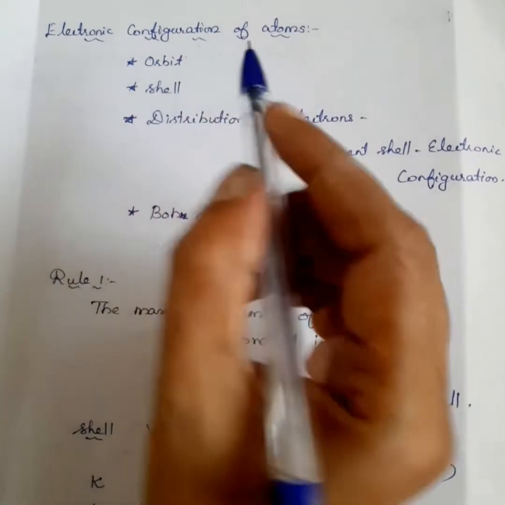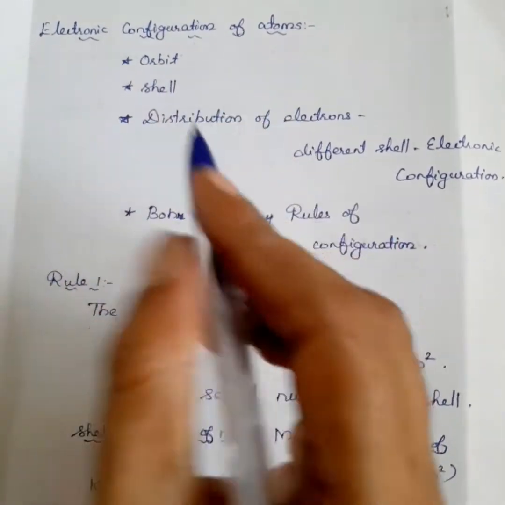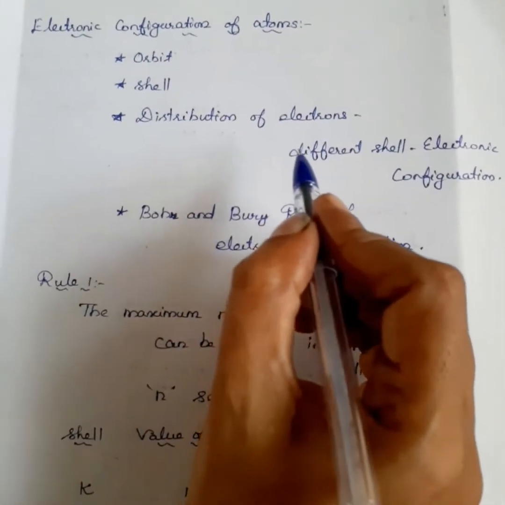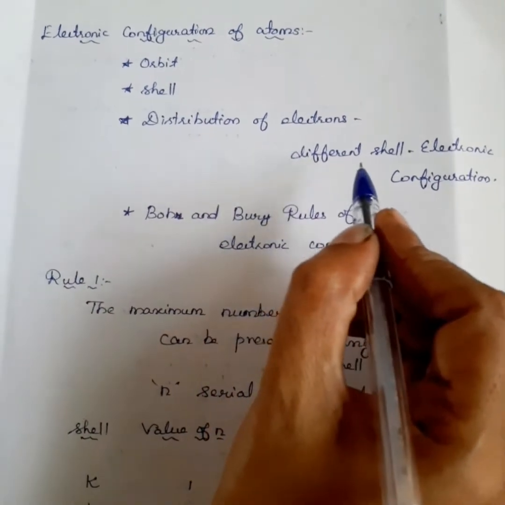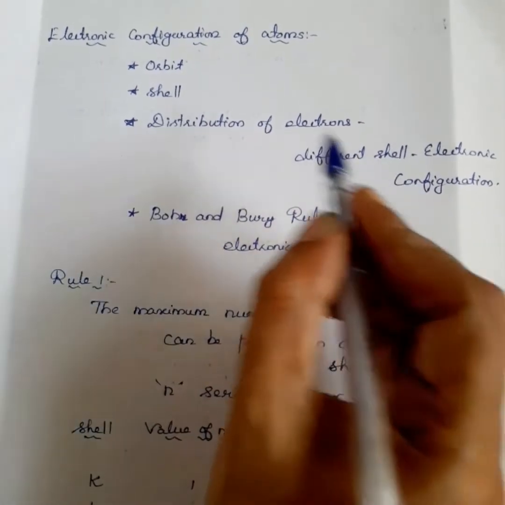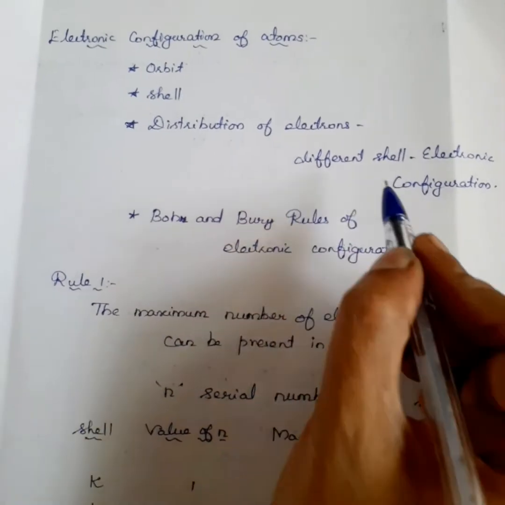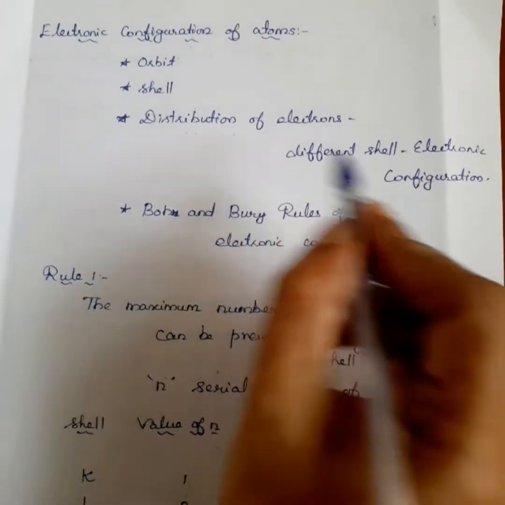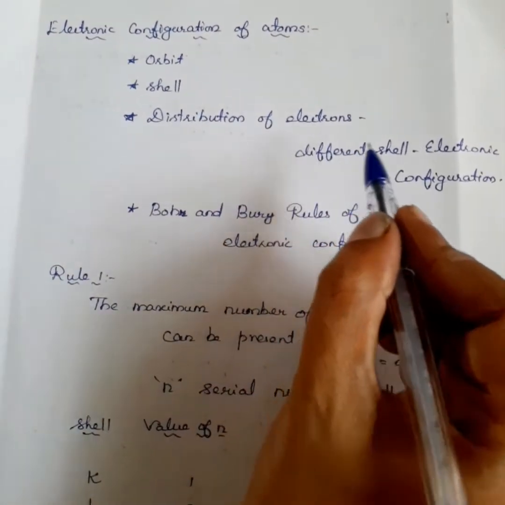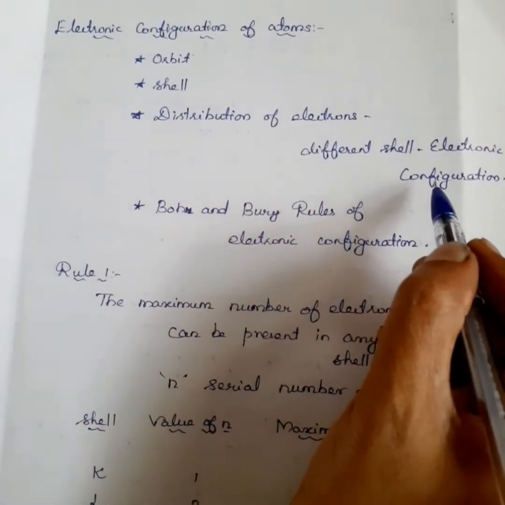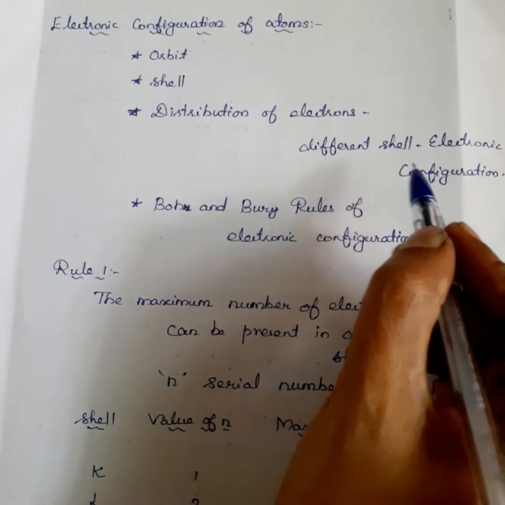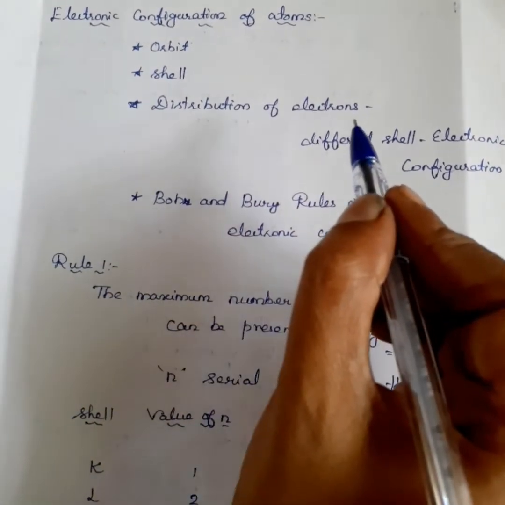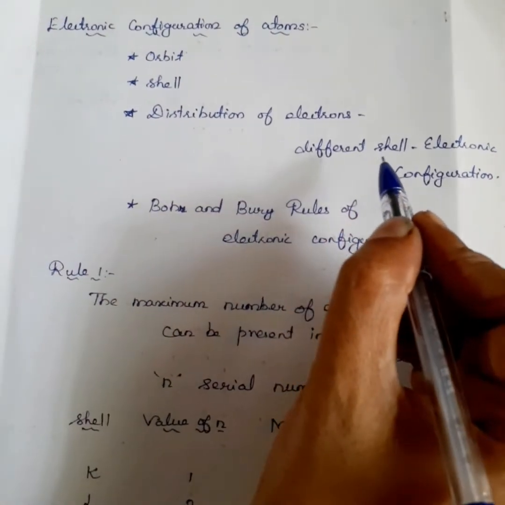So what is the electronic configuration? The distribution of electrons in different shells is called electronic configuration.